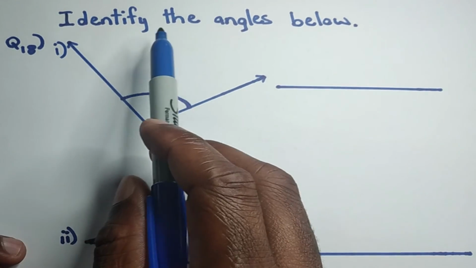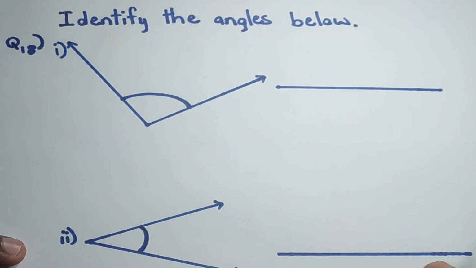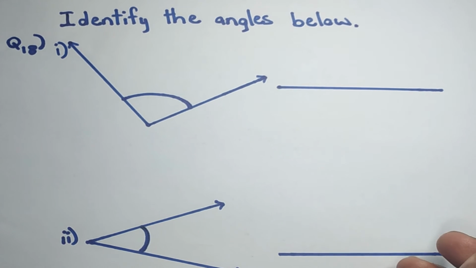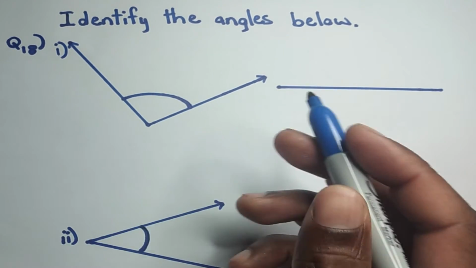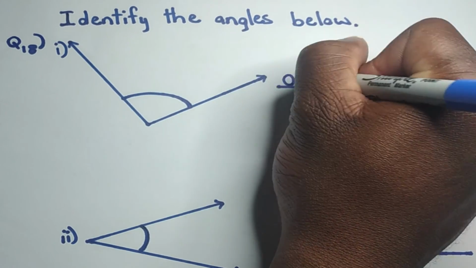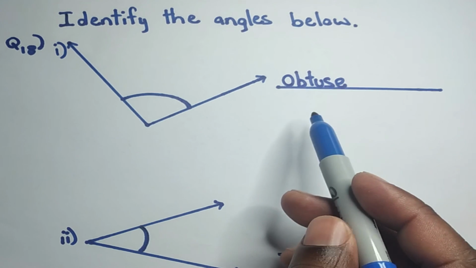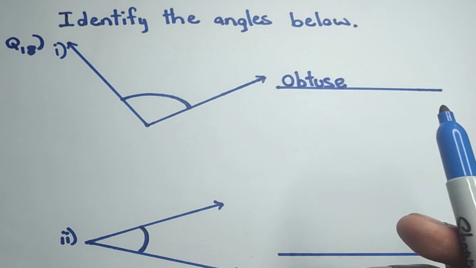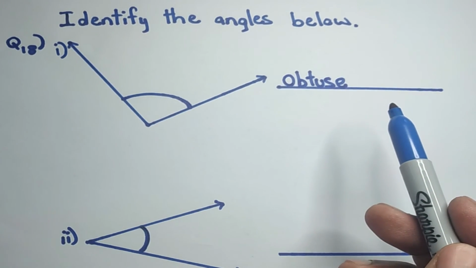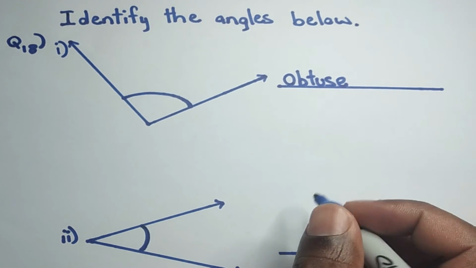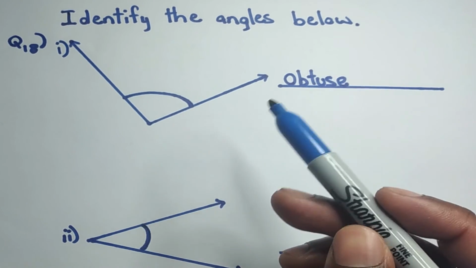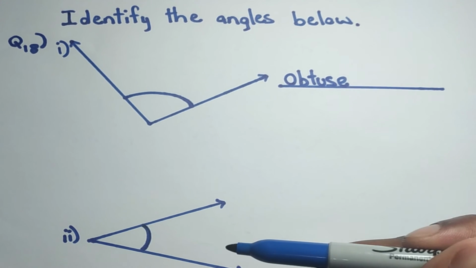What we want to do is identify the angles below, alright? We want to know if these angles are acute, obtuse, right angle, straight line angle, or reflex angle, alright? Looking at this, you can conclude that this is an obtuse angle. Why obtuse? Obtuse angles are angles that are greater than 90 degrees but less than 180 degrees, alright? So these are angles that are greater than a right angle but less than a straight line angle.